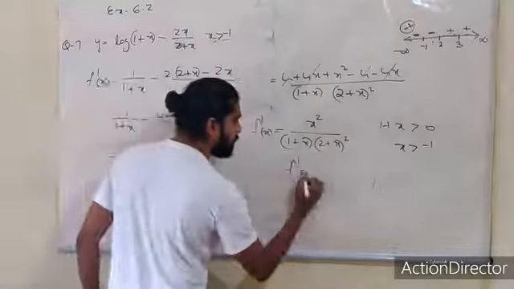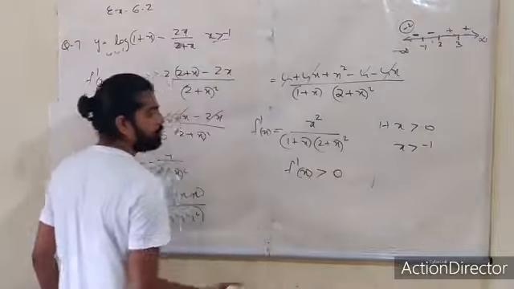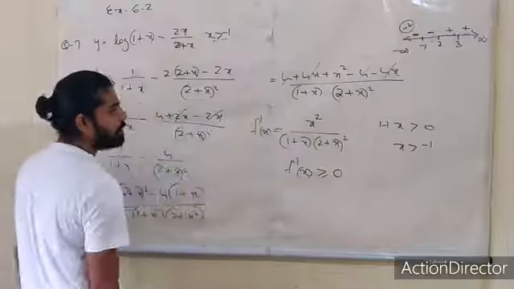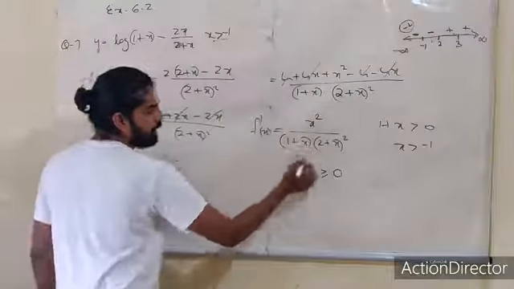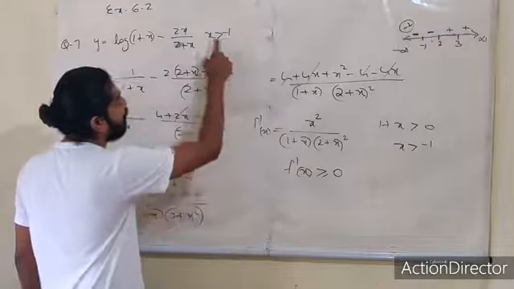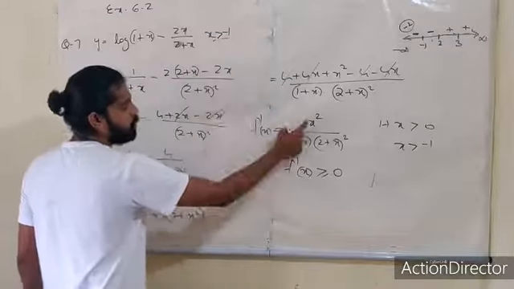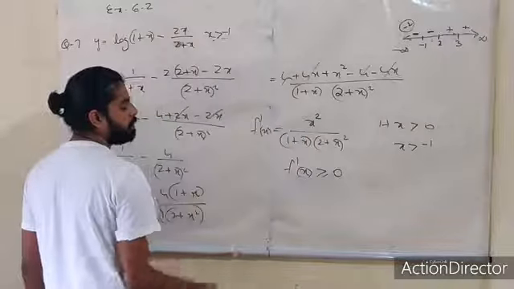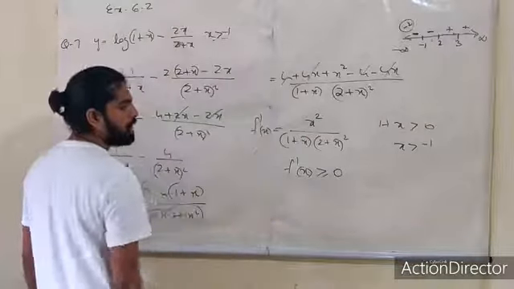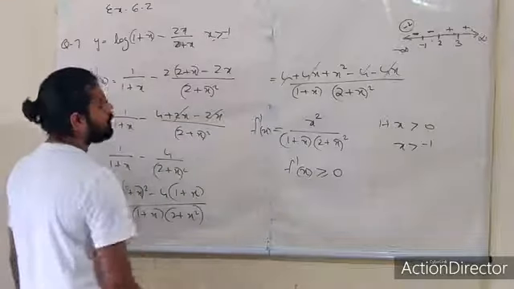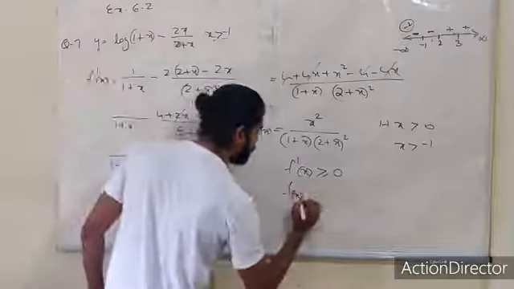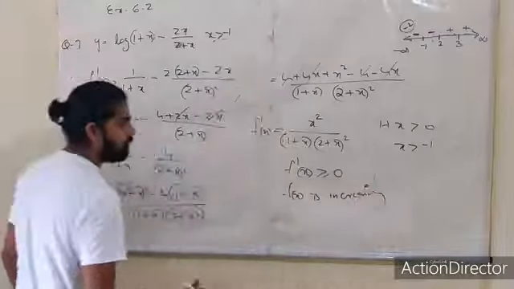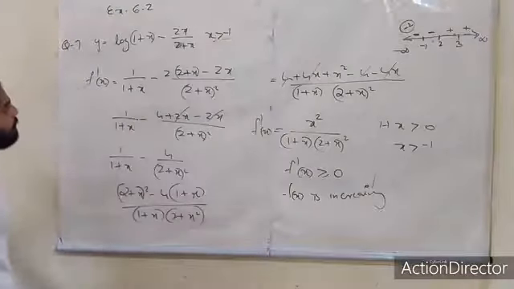So f dash x is greater than 0. Okay, here we can say f dash x is greater than or equal to 0, since maybe at the point 0 the whole function is equal to 0. When we substitute 0, which is in the domain since 0 is greater than minus 1, this will be 0 square, so the whole function will be 0. So f dash x can be greater than or equal to 0. So we can say f of x is an increasing function.